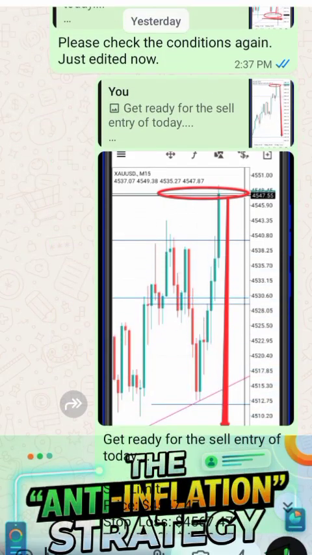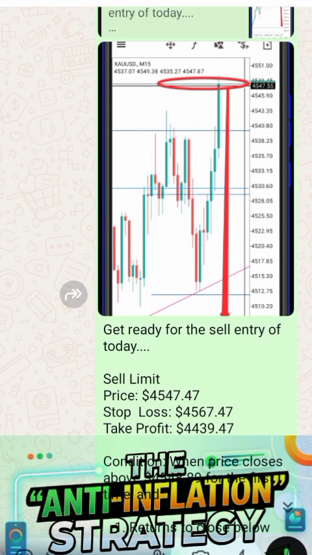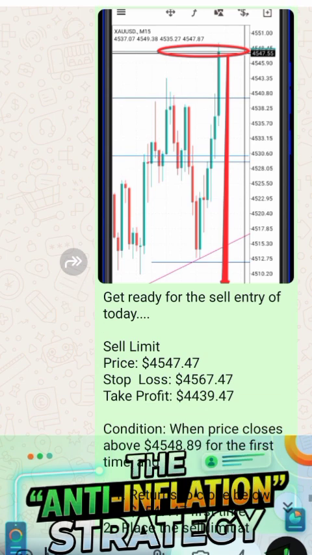The price got back to 4539 and exited it, getting to 4548. At 4548, we had another call, and this call again is to sell at 4547. So these calls are coming before the move. Let's see what happened.